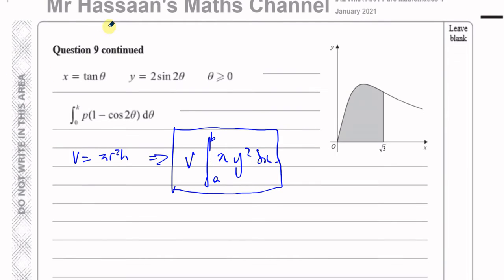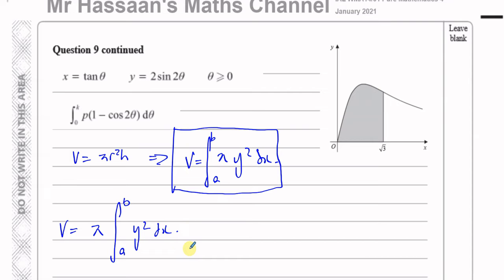Okay, so now our objective therefore is to find the volume, which I'm going to write as pi, then I'll put the integral, because pi is a constant. You can write it out here, it's no problem, it just makes life a bit easier. Y squared dx. That's our objective.